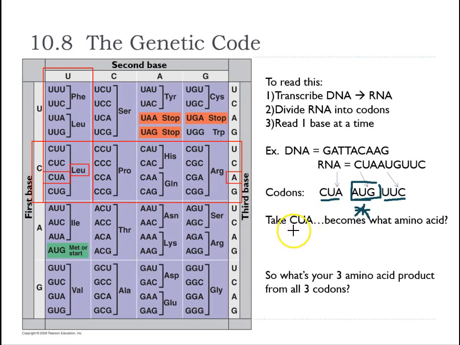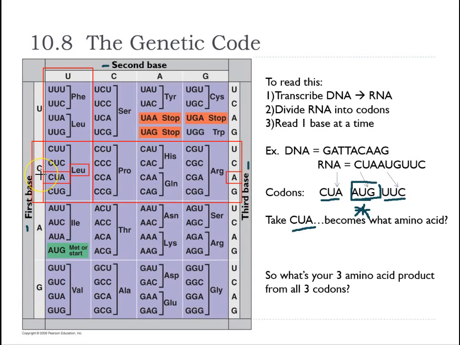So let's go ahead and code for CUA. How we look at that is, see on this side it says first base, here it says second base, and here it says third base. Well, what that is equating to is, what is the first base? What's the second nucleotide or second base? And what's the third nucleotide or third base? So we know that our first nucleotide is C. So if you look, there's a column for U, this whole box. There's a column for C, this whole box, A, and then G.